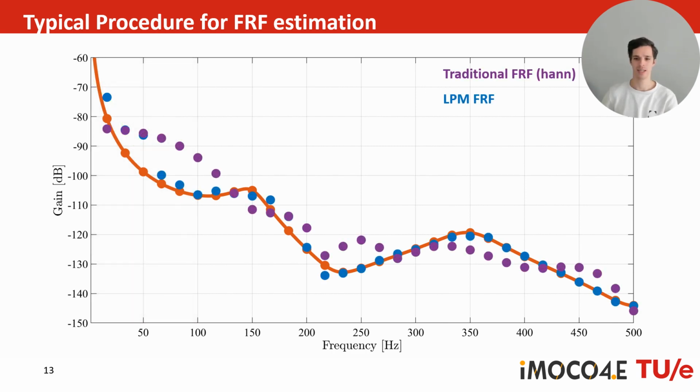If we take a look at the end result, we see here in blue the LPM. We have quite a good result. But if we apply a traditional frequency response function using a Hanning window, we get the purple, which is much worse.